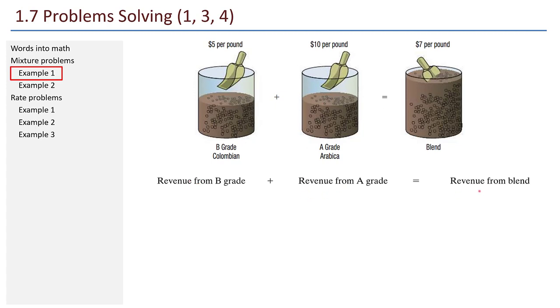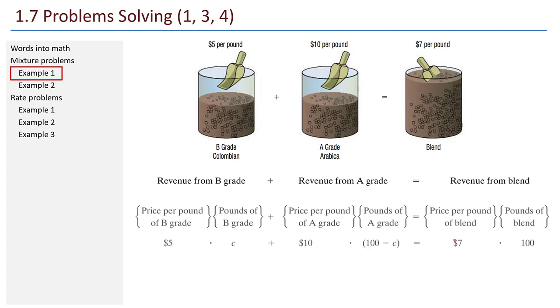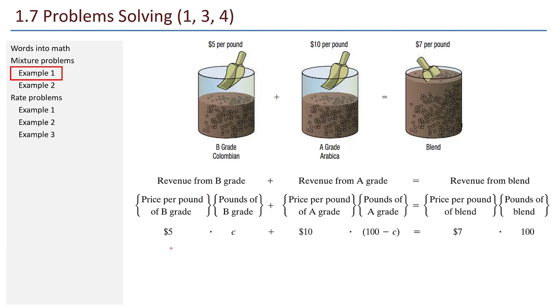And then how much money you make from selling the blend. Those are going to be, the sum of the first two equals the third. Well, the revenue from the B grade is $5 per pound, and I'm selling C pounds of that. That was the variable that we just created. Then the A grade coffee, I'm selling it for $10 per pound, and I have 100 minus C pounds. So I will multiply those together to get the total amount of money.